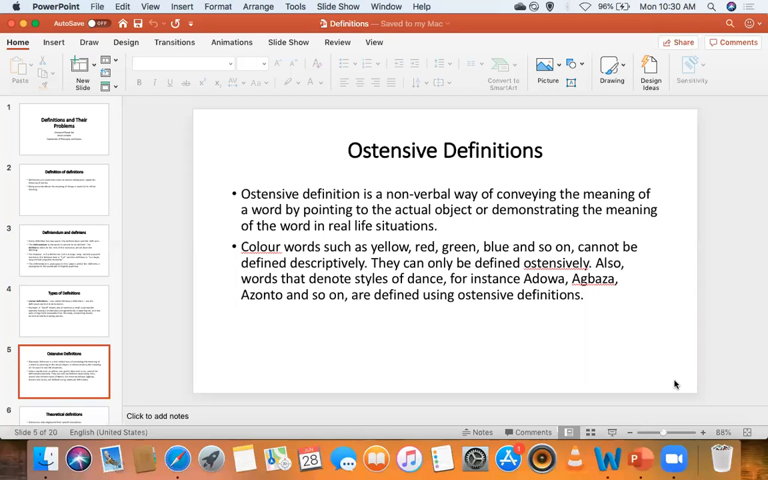And even certain styles of dance, for instance. If you want to define certain styles of dance, such as Adua, Azuntu, and the rest, I don't know how you would use words to define or describe such kinds of dancing. You would better need to do that by demonstrating it. Such definitions are called ostensive definitions.